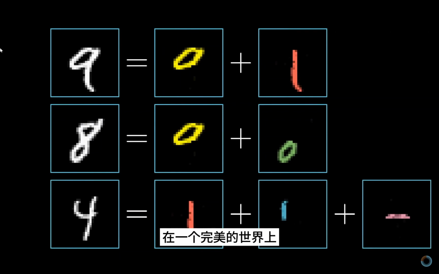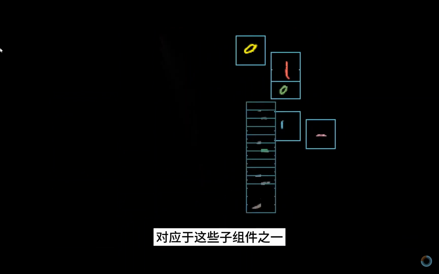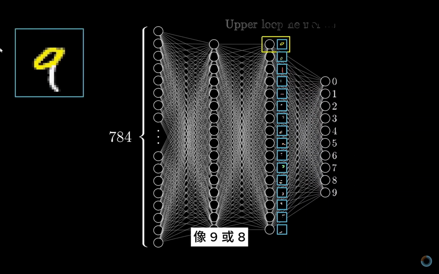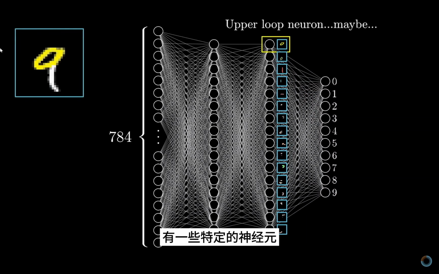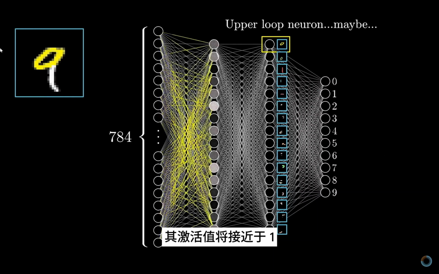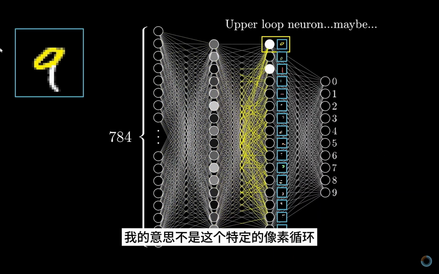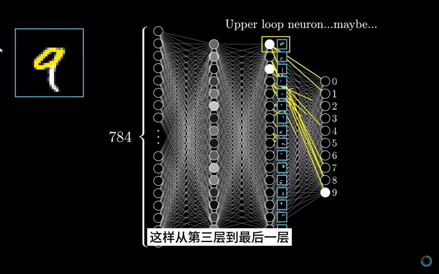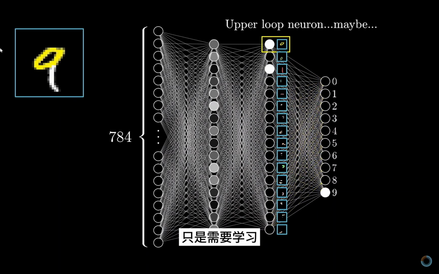Now in a perfect world, we might hope that each neuron in the second to last layer corresponds with one of these subcomponents. That anytime you feed in an image with, say, a loop up top, like a 9 or an 8, there's some specific neuron whose activation is going to be close to 1. And I don't mean this specific loop of pixels. The hope would be that any generally loopy pattern towards the top sets off this neuron.